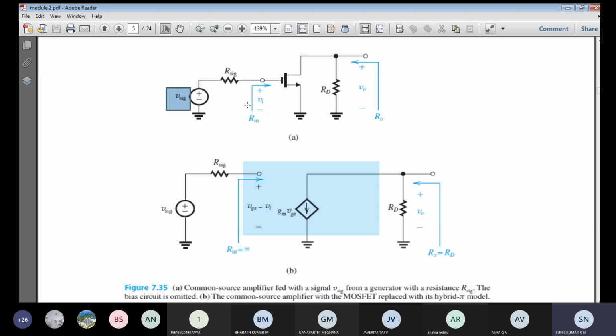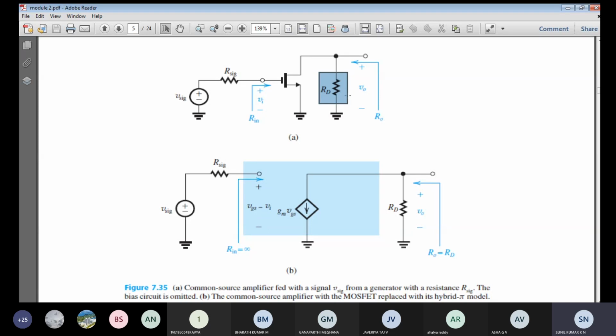So these things you should remember. So Rin is infinity, and V signal will be equal to Vi, and Vi will be equal to VGS. So these three things you should remember in this common source amplifier. And then what is Vout? So Vout is the output voltage which is going to appear between the drain and source terminal. So between the drain and source, the resistance RD is connected.